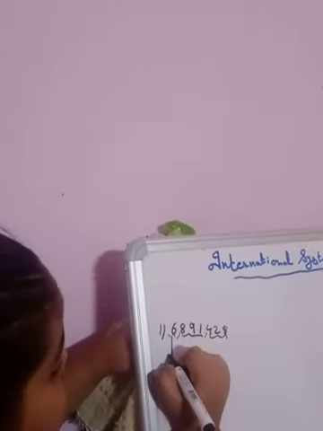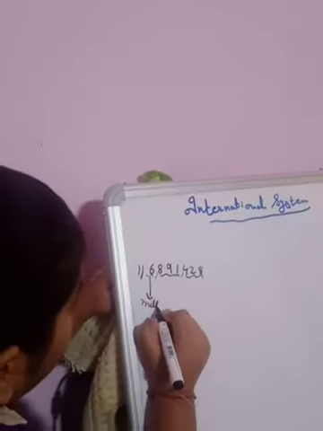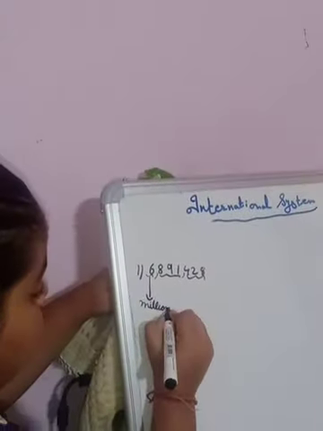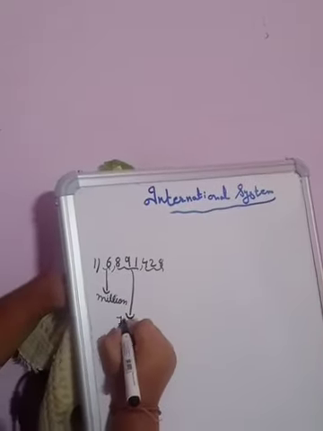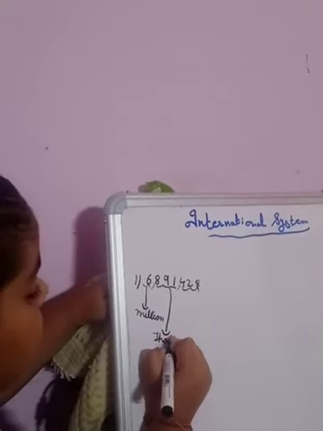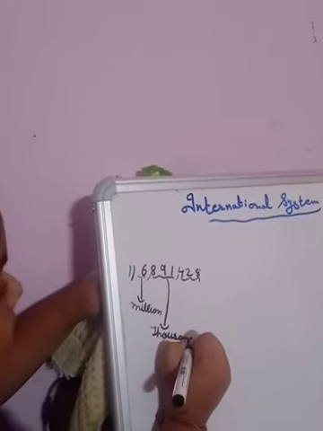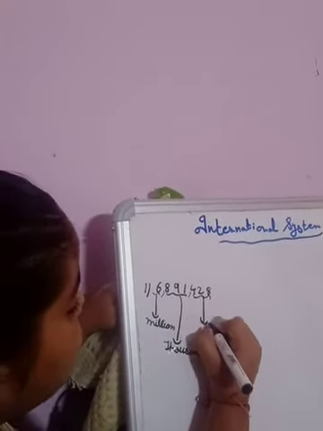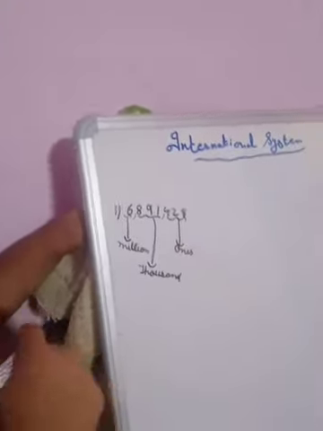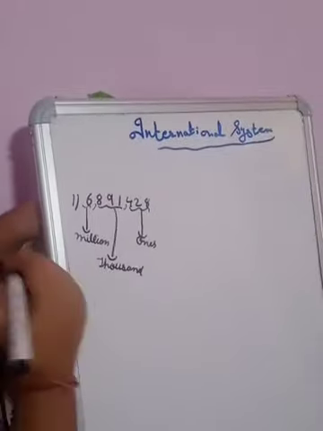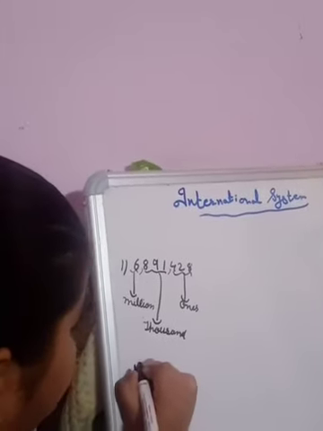Let's rewrite. 6 is at the million place. These 3 digits are the thousands place. And these 3 digits are the ones place. Let's see how to write it in words. 6 million.